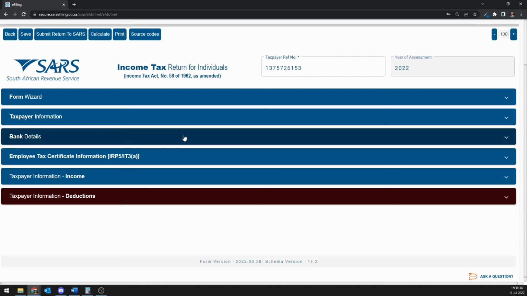But there's a severe limitation if you are younger than 65 and there isn't a confirmed disability or person with a disability that you are financially responsible for. So that's it. I hope that was helpful. That's how you claim medical aid expenses on your tax return.